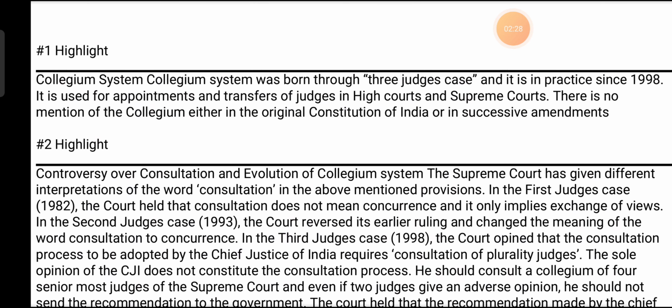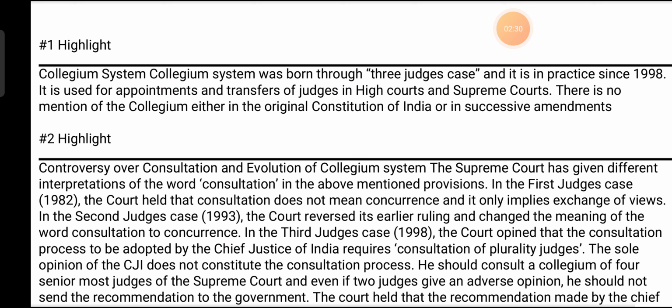Collegium system. The collegium system was born through the 3 judges cases, and it has been in practice since 1998. The collegium system is used for the appointments and transfers of judges in high courts and the Supreme Court. There is no mention of the collegium either in the original Constitution of India or in successive amendments.